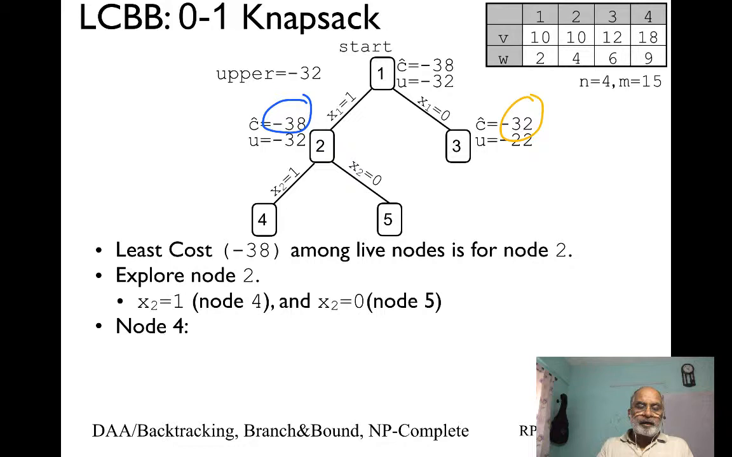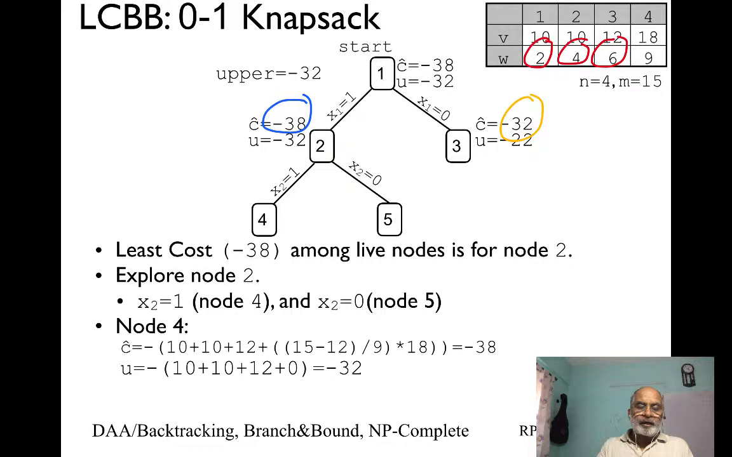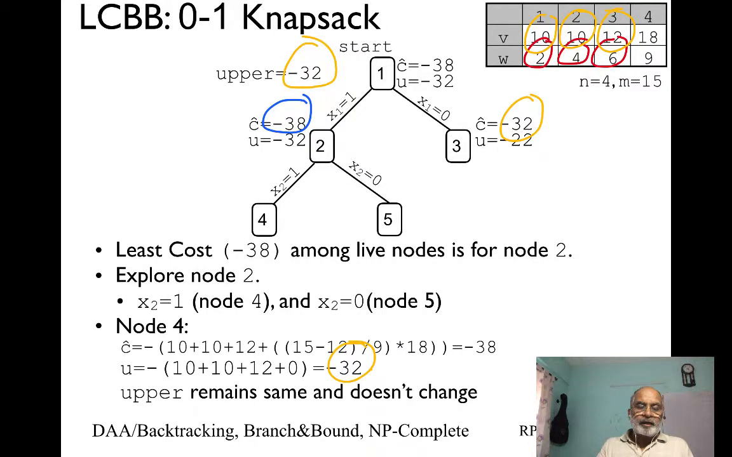Since I'm including the item, including the path, this cost is not going to change. It's again going to be, if you look at, weight is 2 plus 4 plus 6, and this 9 is taken partially. So my cost for node 4 would be minus 38, and my value for upper bound for node 4 is 10 plus 10 plus 12, which is minus 32. And if you look at my u is minus 32, my upper is also minus 32. So this value is no less than this, so my upper does not change. Now I explore, so assign these values.